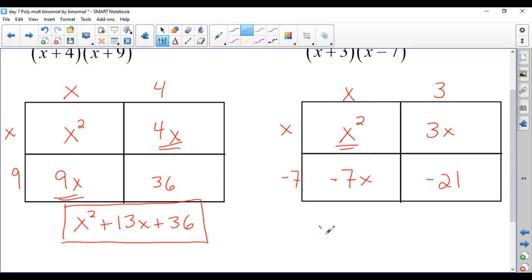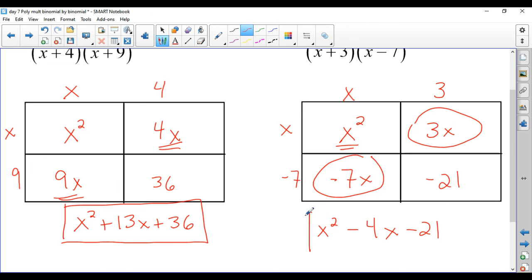I have my x squared. I have negative 7x and positive 3x for a total of negative 4x. We combine like terms like we always do, add the coefficients, keep the exponent the same. Then I have the minus 21, and I'm done.